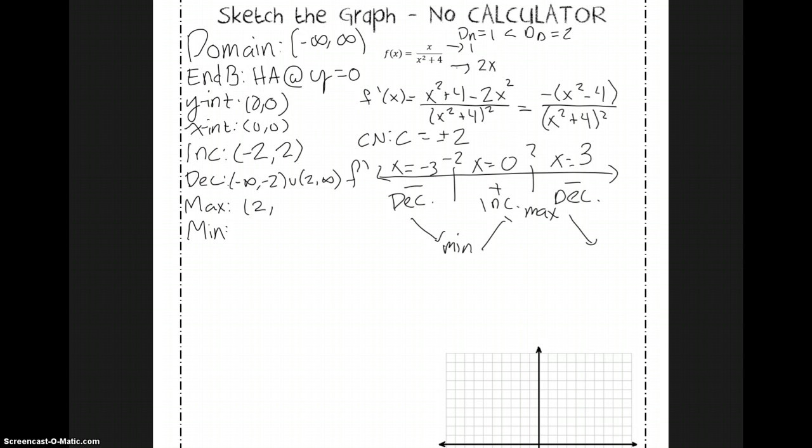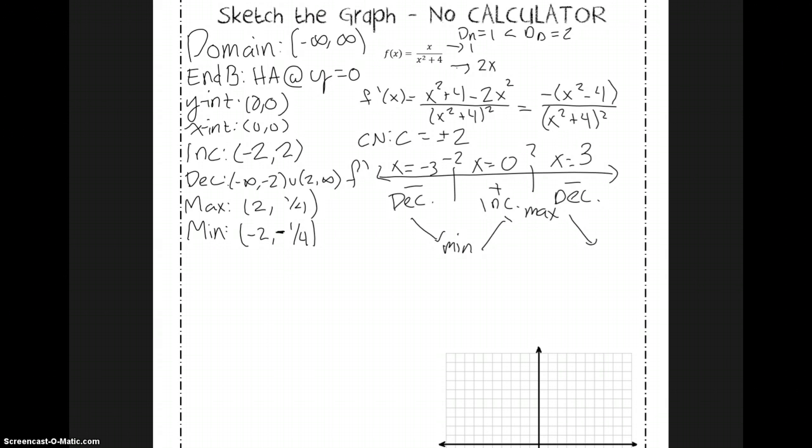That's a point on our graph, so how do we figure out where that y value is? We have to plug in 2 to the original function, and it turns out to be 1/4. Minimum at negative 2. So again, a point on our graph. To figure out the y value, we plug in negative 2 to the original, and that will be negative 1/4.